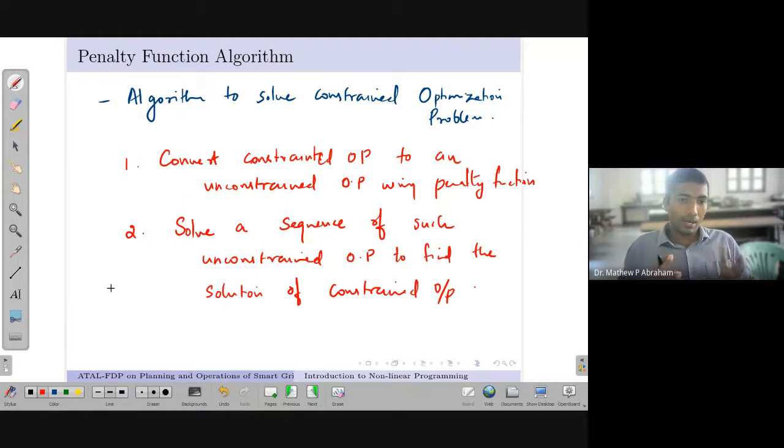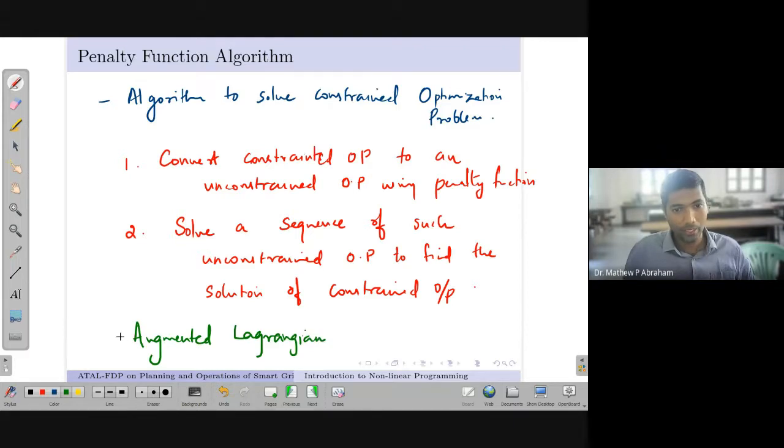Okay, so this is what is happening in the penalty function method. This is also what is happening in something called the barrier function method, and there is another method called the augmented Lagrangian. This is a very powerful method, so I'll just mention the name here: the augmented Lagrangian method. Another method is the barrier function method.